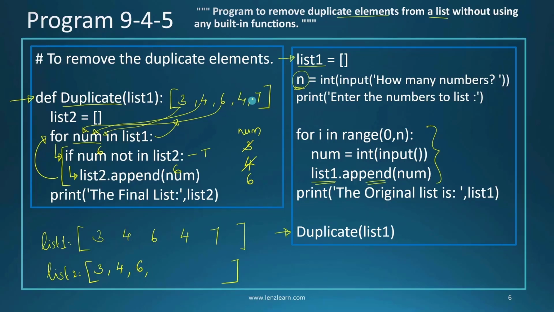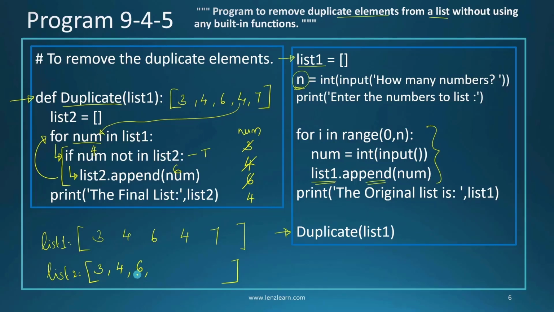Now we have our duplicate term. So next our duplicate item 4 is loaded into num. Right now the value of num is 4. Now it will check 4 not in list 2. This will return false.